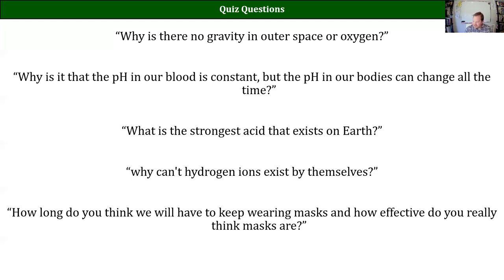And then last but not least, how long will we have to keep wearing masks and how effective do you really think masks are? Well, there's a couple things to unpack here. I hope that people that are feeling sick will continue to wear masks forever, basically. I hope that that's a cultural change that happens because I think wearing a mask is a really effective way of signaling to the people around you, hey, I don't feel very good. You should probably stay at least 6 feet away from me.